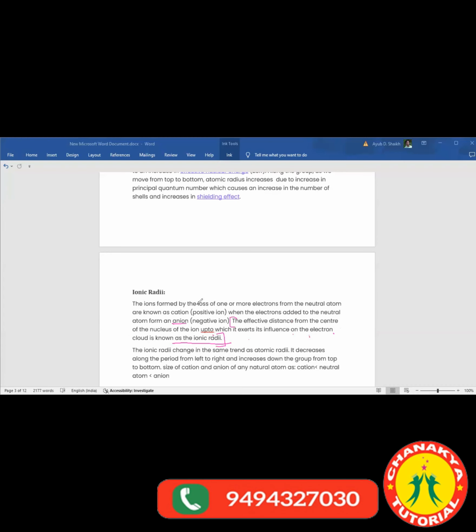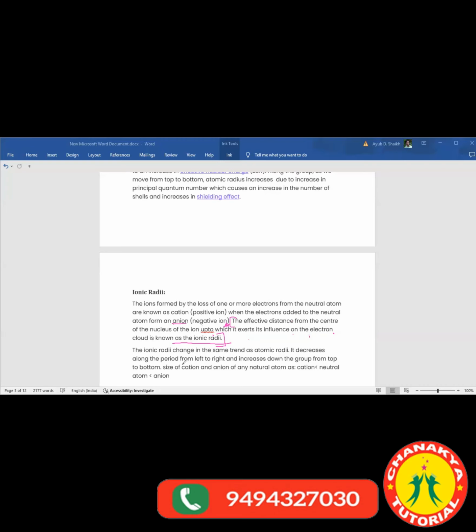Everyone is aware that we can't see the electron, right? It's too small to see, so we consider it as an electron cloud. Here is the definition, please note it down. The effective distance from the center of the nucleus of the ion up to which it exerts influence on the electron cloud is known as the ionic radii.